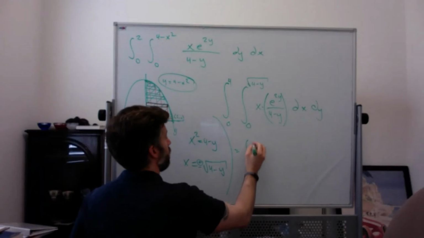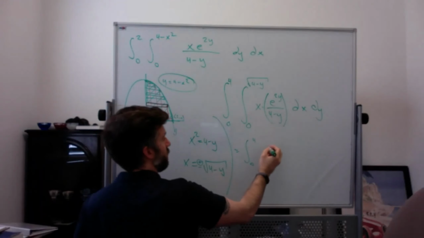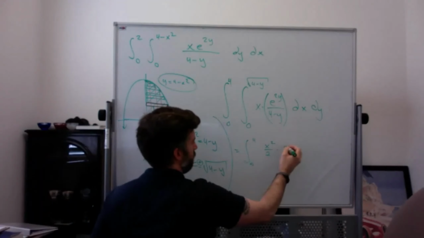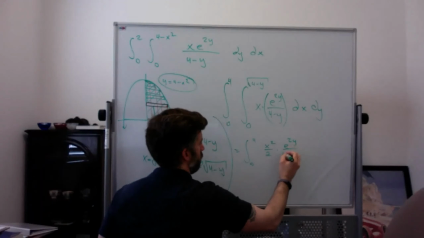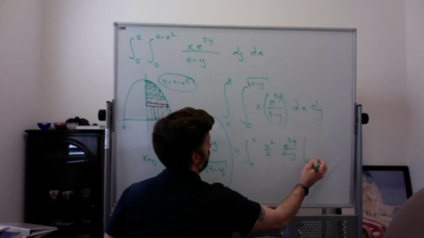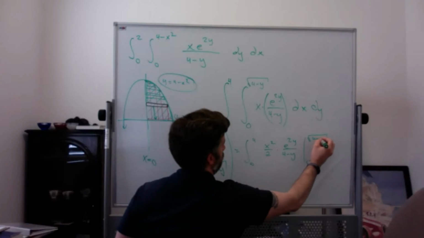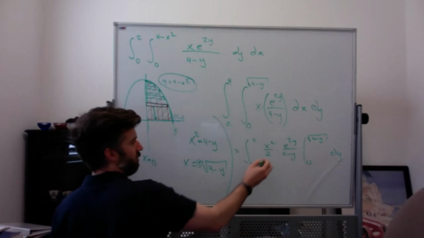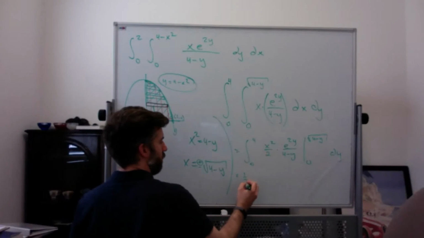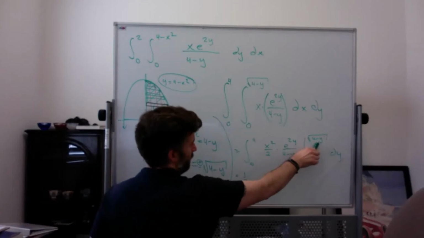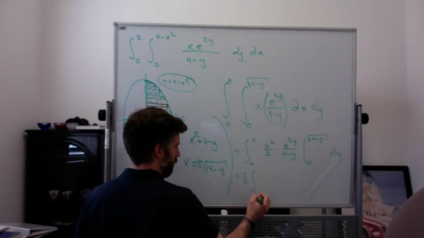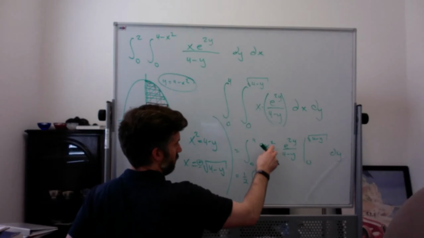the integral from 0 to 4. Integrating this, I'm going to get x squared over 2 times that, from 0 to the square root of 4 minus y. All right, I can bring out the 1/2. And then plugging in the square root of 4 minus y, I'm exactly going to get the 4 minus y. So this actually works out perfectly, right?